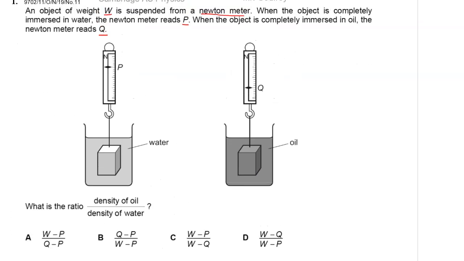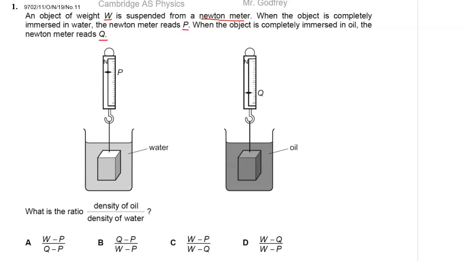What is the ratio of the density of oil to the density of water? Of course, this is water and this is oil. Density of water is equal to rho W. Let's take it that way. We have upthrust. When it is immersed, it is acted on by a force we call upthrust.